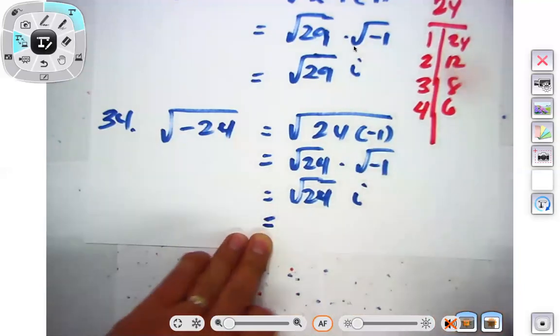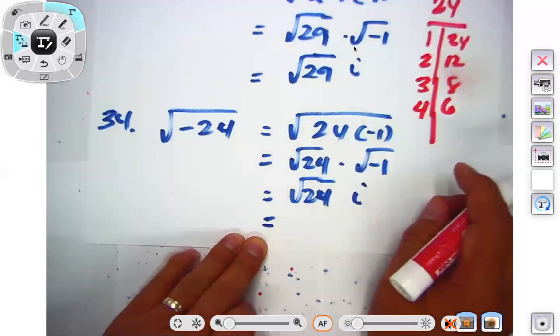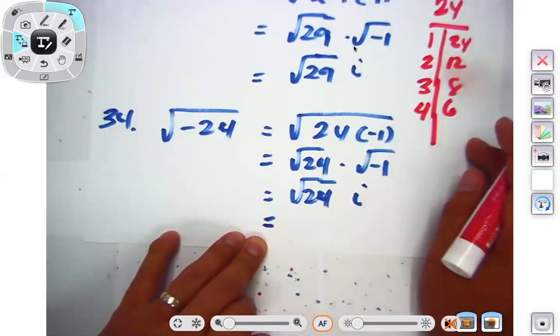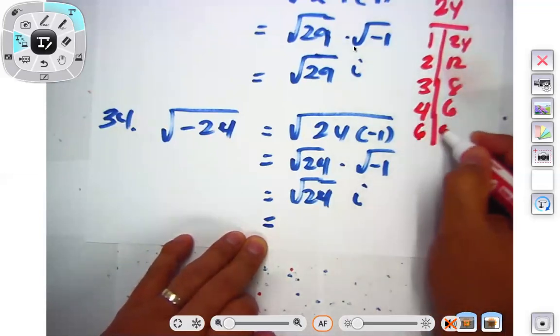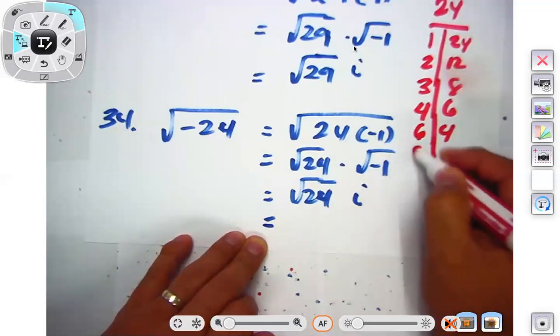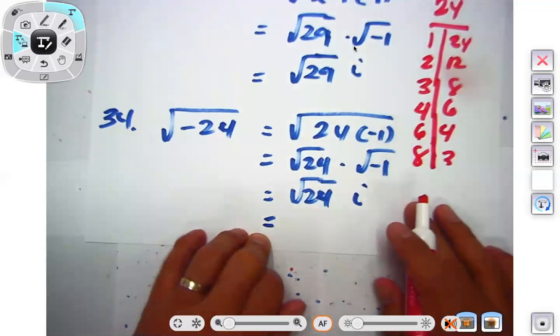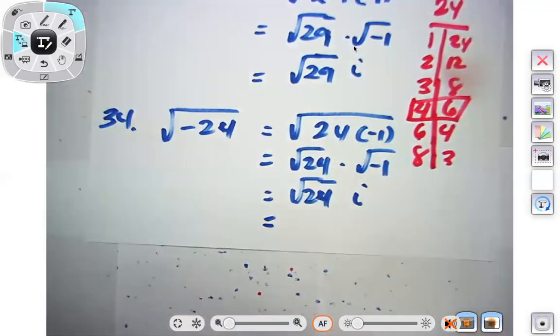But is that the biggest perfect square factor? Let's try all others. We have other factors of 24. I think we already have written all the factors, right? If we put 6 here, we go back to 4. If we put 8 here, we go back to 3, 8. All right, so I think that these are the only factors. It's 4, 6, or 6, 4. And the biggest perfect square factor is 4.